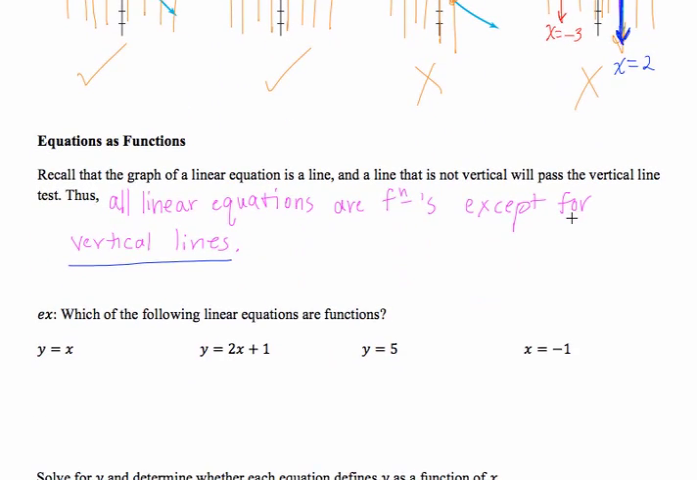Therefore, this one is not a vertical line, so that is a function. This is not a vertical line, that is a function. Same thing here, not a vertical line. This one, x equals -1, that is a vertical line. Therefore, that one is not a function.